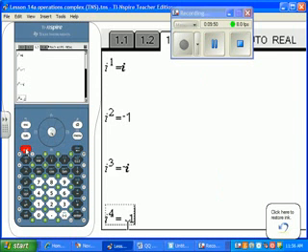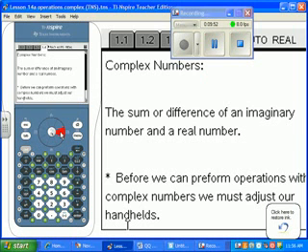Next page. Okay, complex numbers. A complex number is the sum or difference of an imaginary number and a real number. Give me an example of a real number. 1, 5, -3, -12, 15. All real numbers, okay? Give me an example of an imaginary number. 2i, i, -5i. All imaginary, okay?